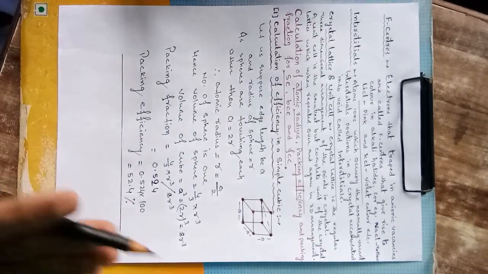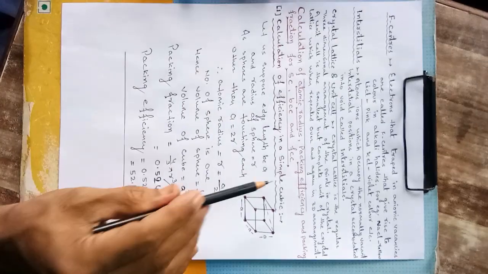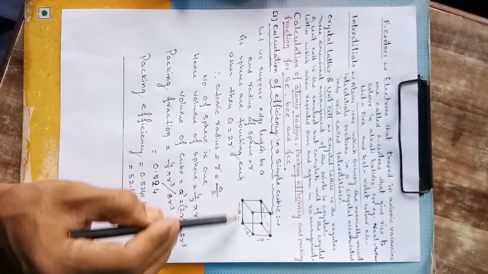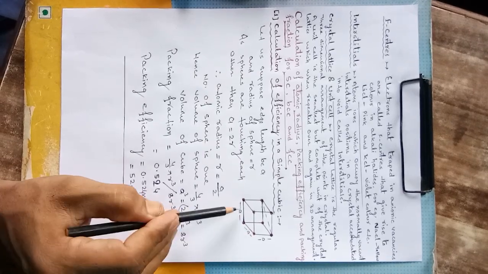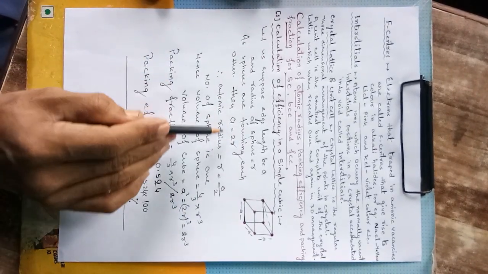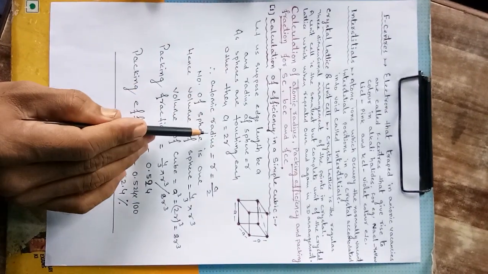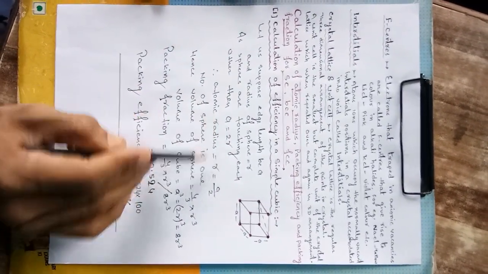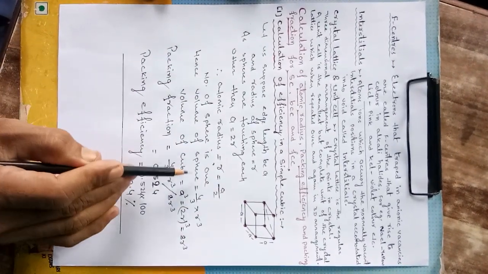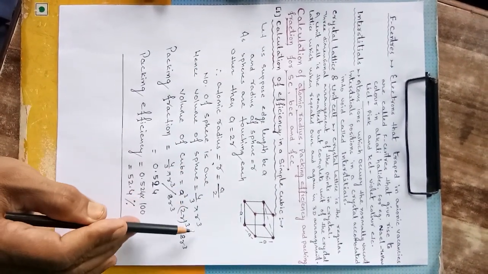Once again, we are going to learn calculation of efficiency in a simple cubic. This is the complete crystal structure where the edge length is a and the radius is r. As spheres are touching each other, a is equal to 2r. Atomic radius we have to find out at first. So r is equal to a upon 2. Number of spheres is 1. So volume of sphere equals 4 by 3 pi r cube.